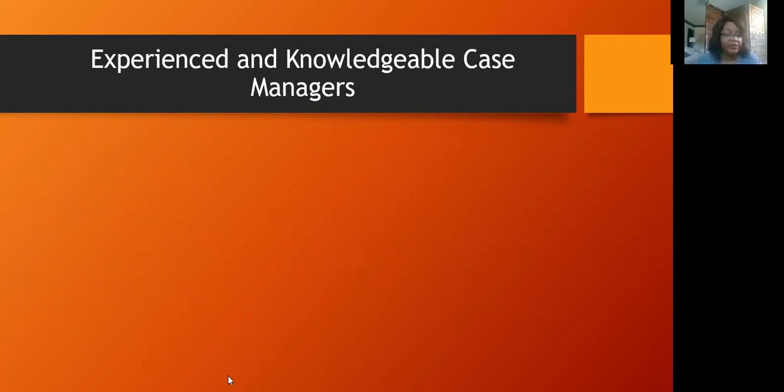So the next factor in terms of the comprehensive services piece is your staff of case managers. In hiring case managers, it is extremely important that you hire people who are knowledgeable of the very aspect of what workforce development is about and what workforce development has to offer through community service.